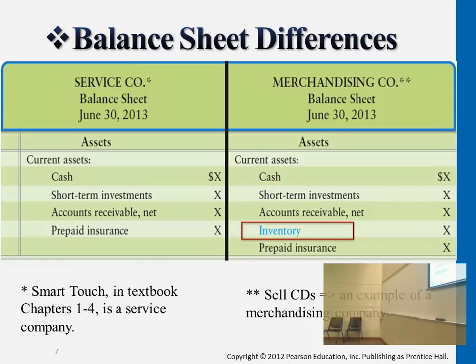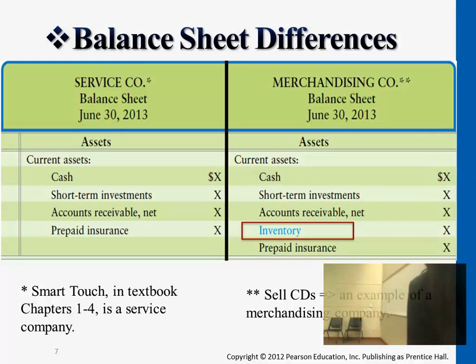All right, so if we take a look at actual statements, you will see that for a service company on the left side, you should be pretty familiar with this. On the left side, we covered this in the first 4 chapters. On the right side, you will see a new account, inventory. All the other ones are typically also there: cash, accounts receivable, prepaid insurance, prepaid rent.